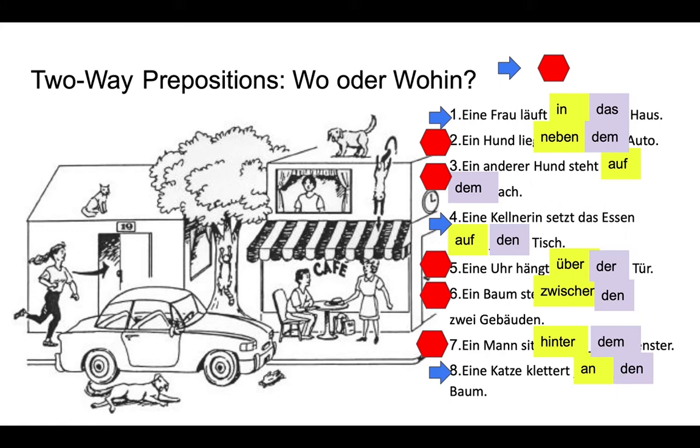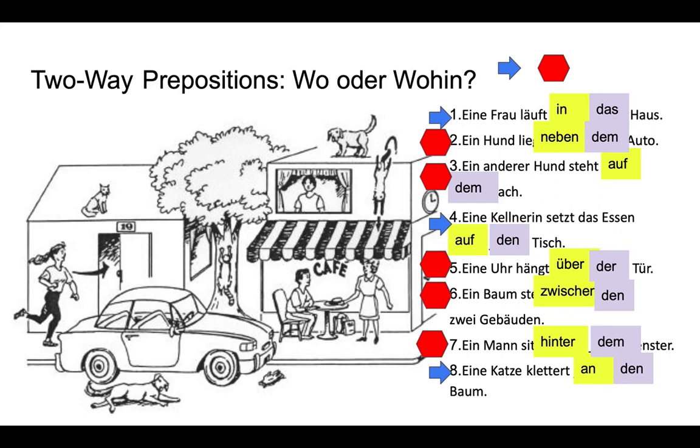Nummer 2, I put a stop sign because it's ein Hund liegt. A dog is lying, so he's not going anywhere. Neben dem Auto. He's lying next to the car. If you put vor dem Auto, he's in front of the car, or even unter dem Auto, under the car, that would probably be a legitimate interpretation of the illustration.